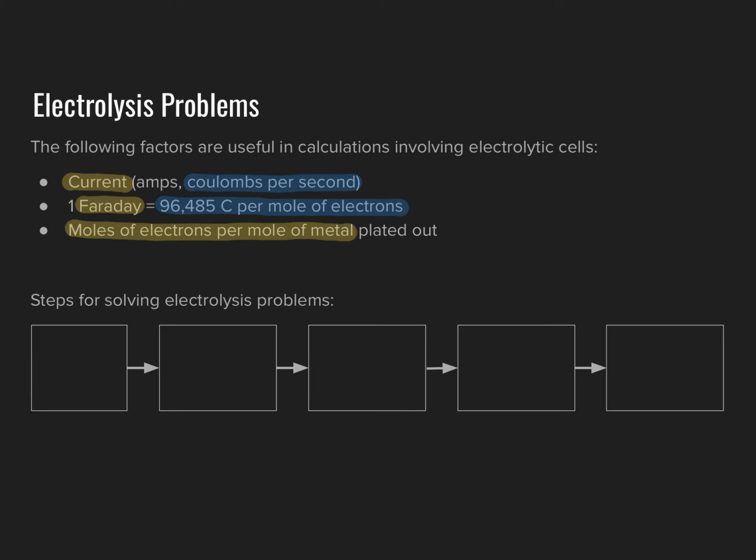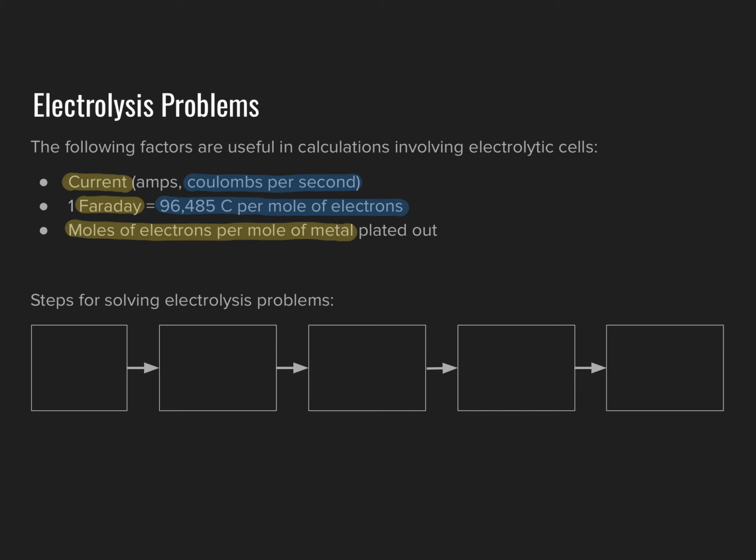Now, looking at these three factors here, notice that all three of these factors are compound units. That is, current in amps is coulombs per second, Faraday's are coulombs per mole of electrons, and moles of electrons per mole of metal are all essentially ratios. And as such, they can all be used as conversion factors within a monorail. So these electrolysis problems usually boil down to nothing more than solving a monorail using dimensional analysis.